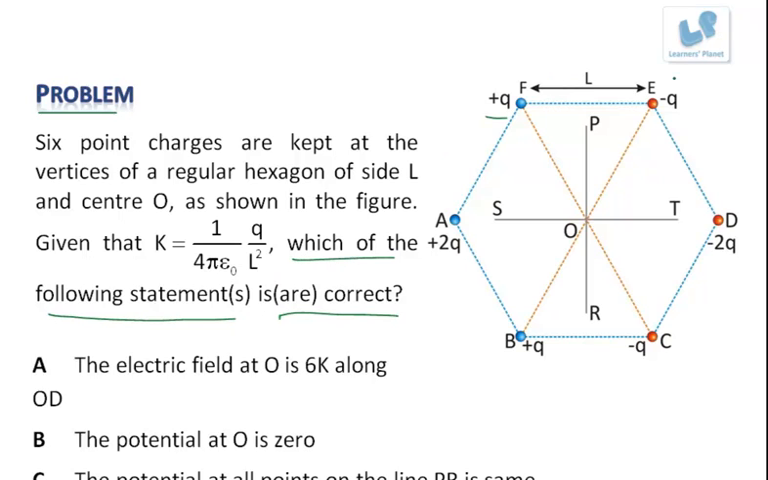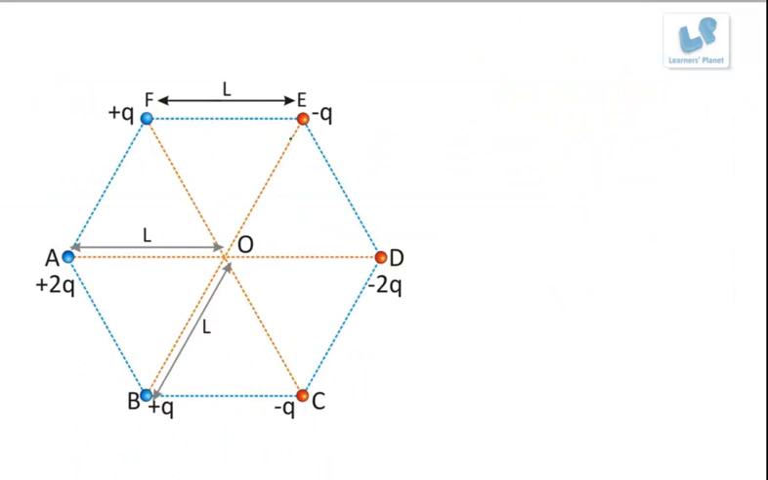Okay, the side of the regular hexagon is L. Now we know from geometry that if the side of the hexagon is L, the total angle is 360, so each side will be making an angle of 60 degrees. So this will also be 60-60. So it's an equilateral triangle. So the length is L for each side as well as the distance between any of the vertices and the center. Okay, so this is one thing.